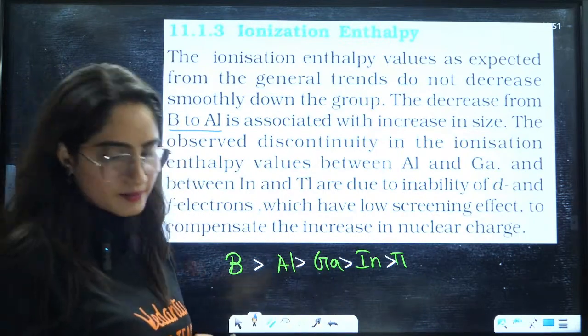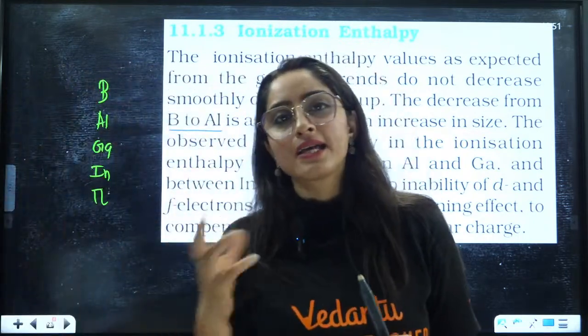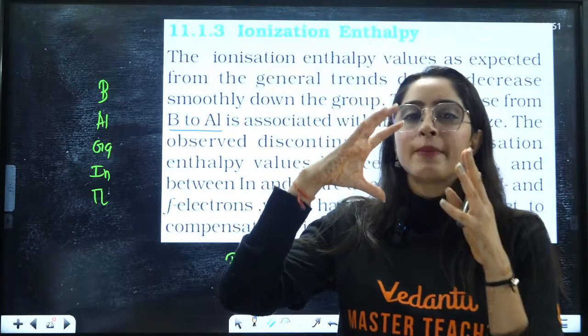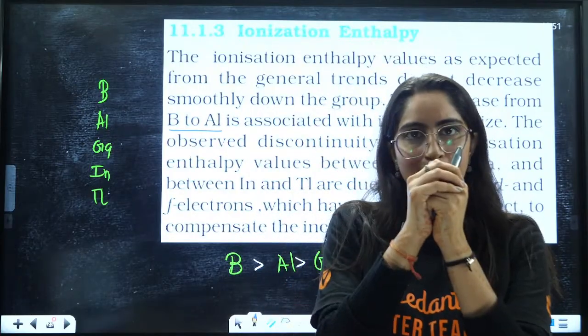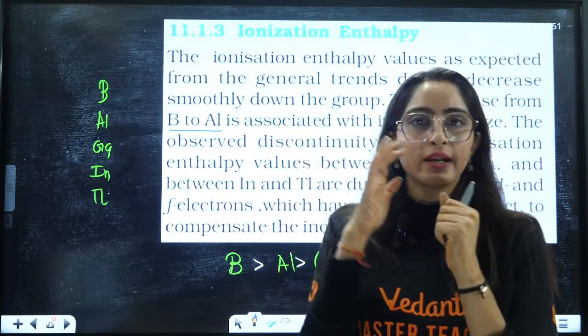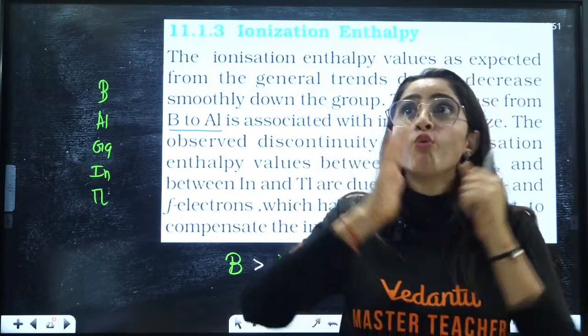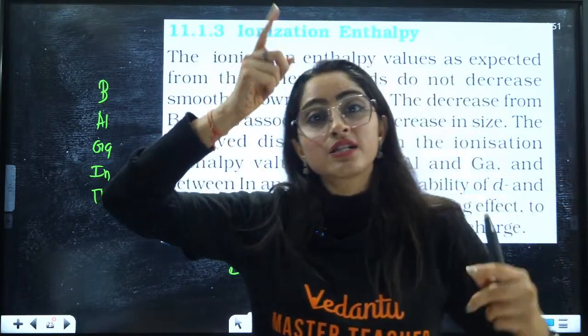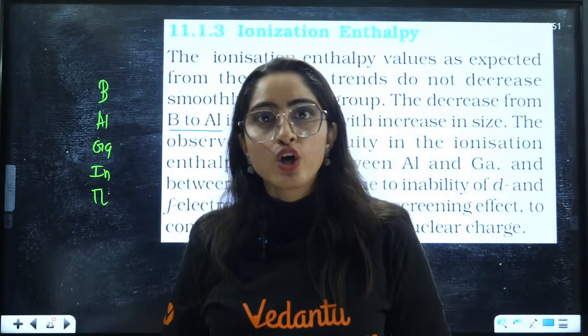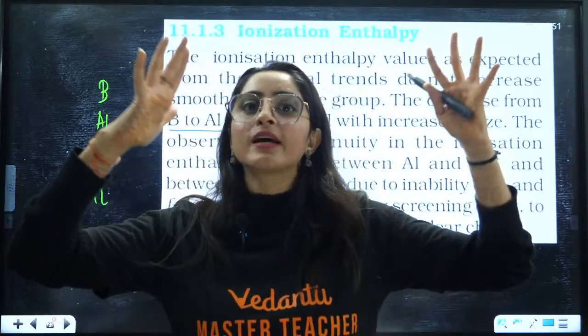Okay, tell me one thing. What is ionization energy? It is basically how easily the atom can lose the electron. The smaller the size, the more difficult it is to lose the electron. The larger the size, the easier it is to lose the electron, hence the ionization enthalpy will be low, right? So that means down the group size is increasing.